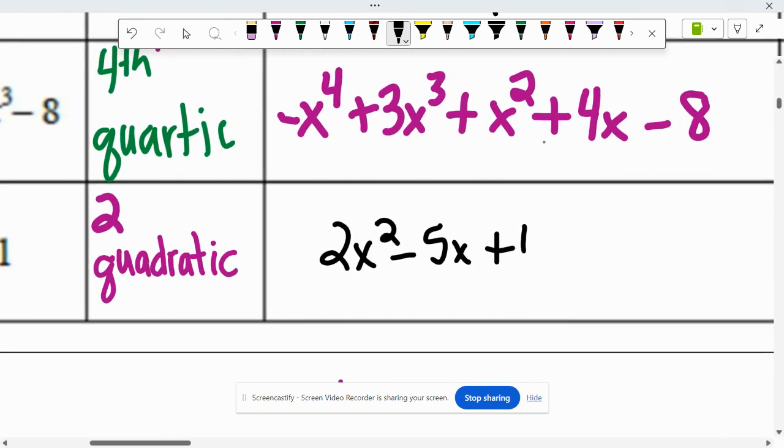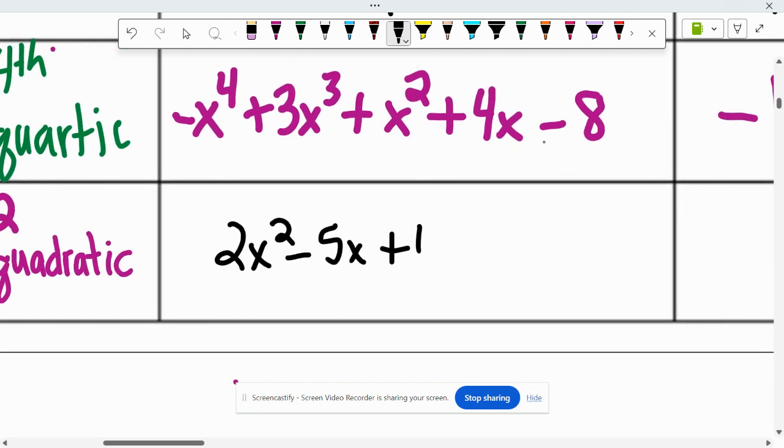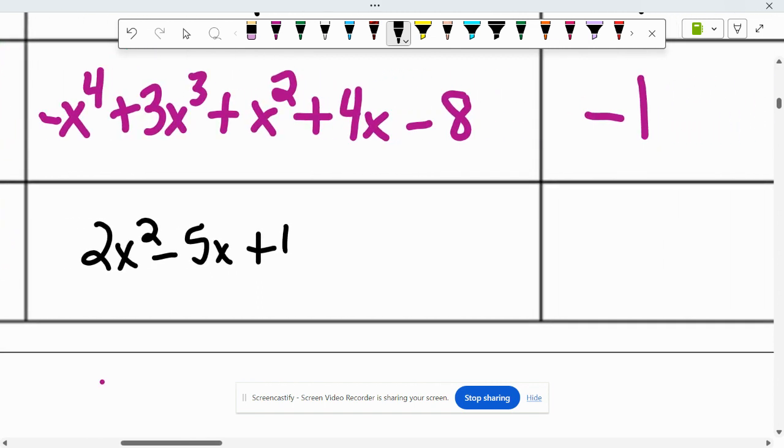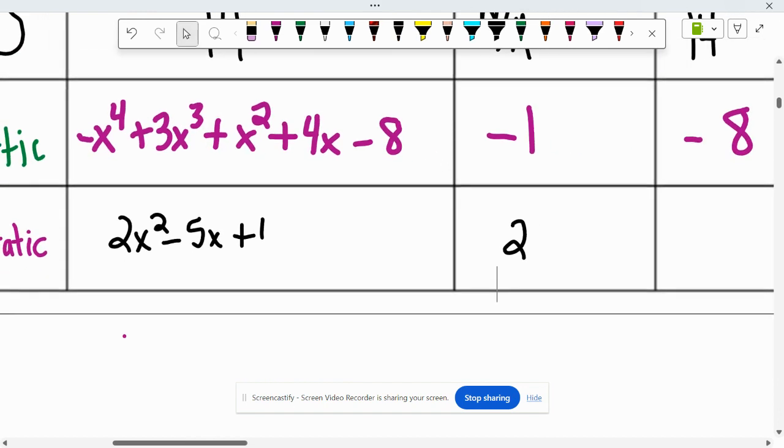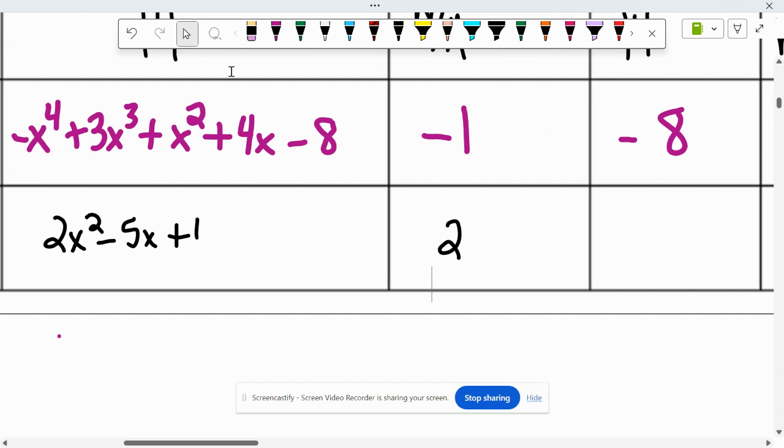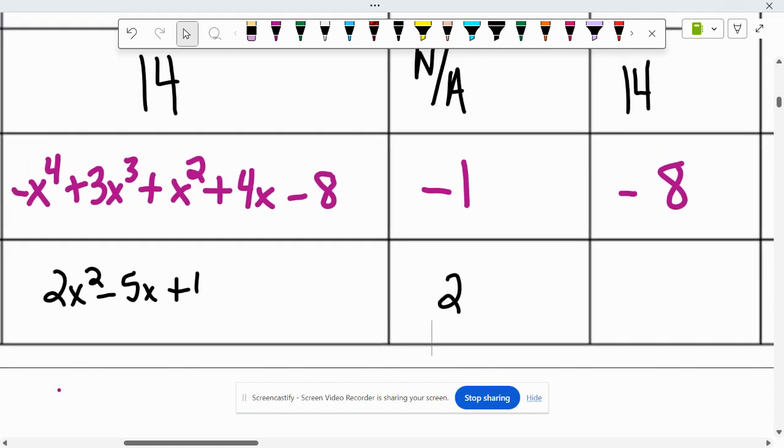What is my leading coefficient? 2. My leading coefficient is 2. Constant. What's the constant in this? What's the number all by itself? Yeah, 1. Good job, you guys.